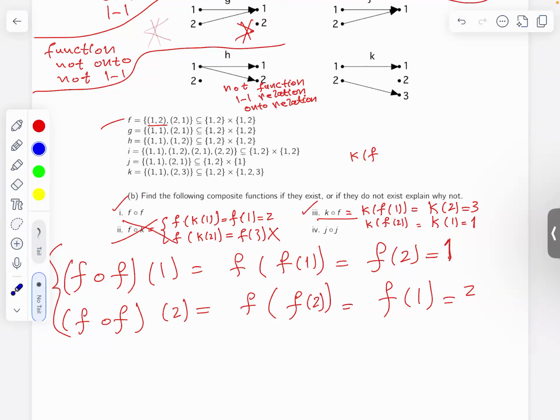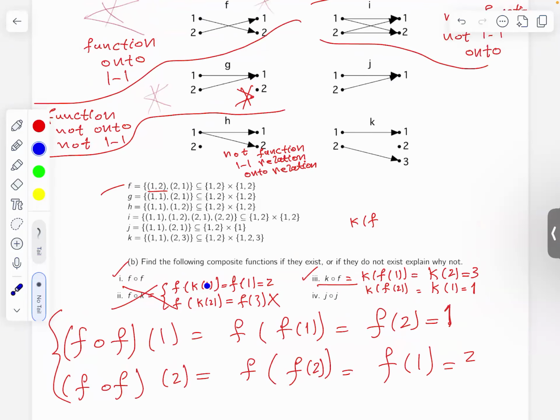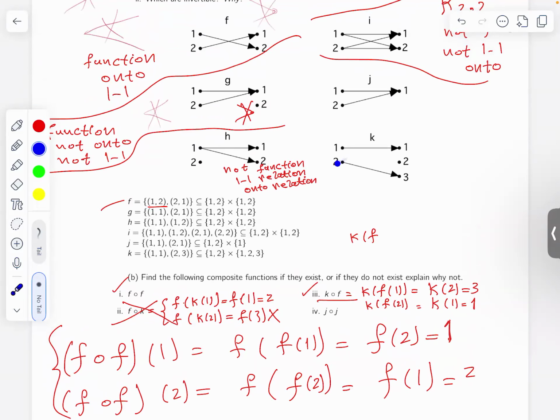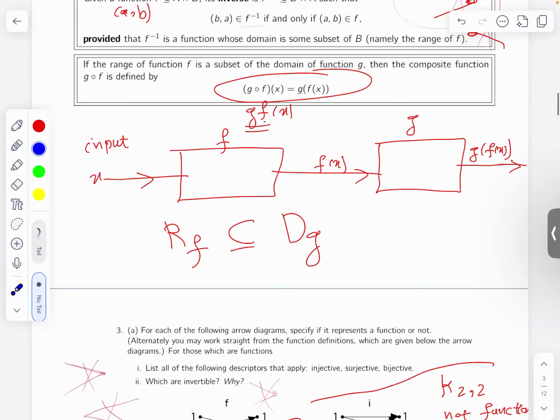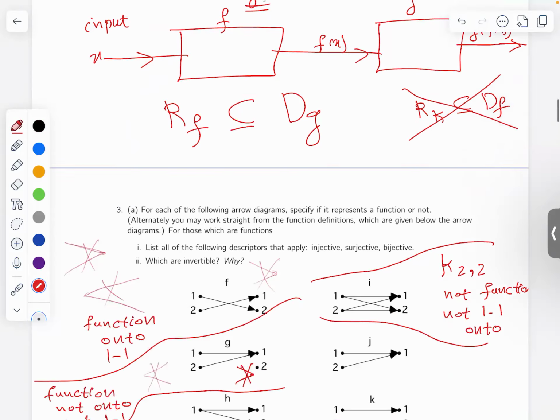I want to try k o f, which is also written here. f o k: f of k1, k1 is 1, f of 1 is 2. f of k2, look, k2 is 3. f of 3, but 3 is not part of the domain, so this is not definable. So the range of k has to be a subset of the domain of f, but it doesn't have this. It doesn't satisfy this property.